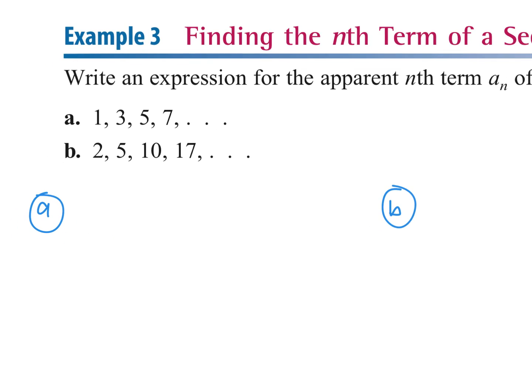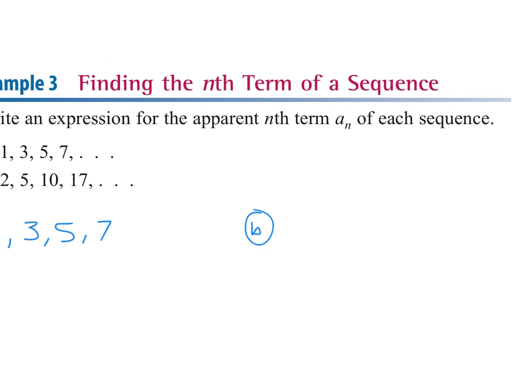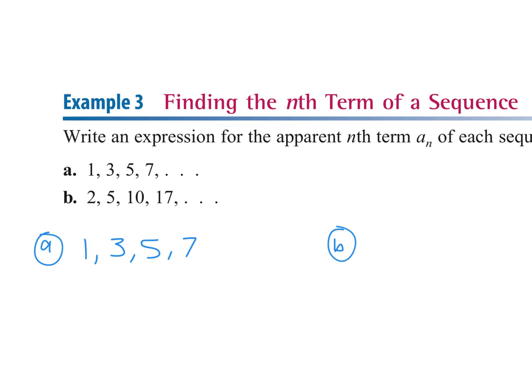Again, this is not really what we're focusing on in this lesson, but I have here the first sequence is 1, 3, 5, 7. And it says write a rule for the apparent nth term. Meaning if I said to you, what's the 540th term? You could tell me that. I know you guys can. You can tell me the next one's 9.